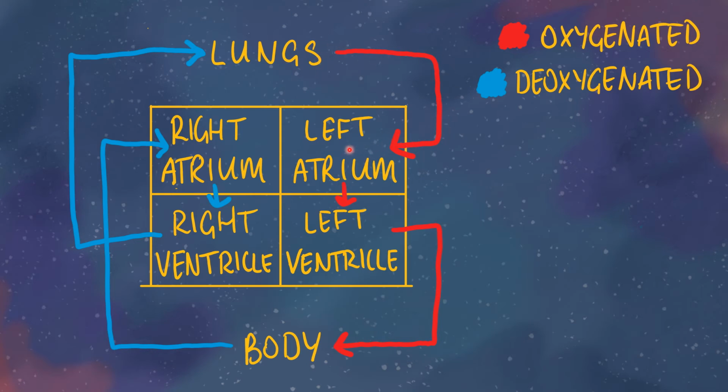Once it's come from our lungs, it goes through the left side of the heart and to our body to give oxygen to our body. And once that oxygen has been used up by our body, the blood is now deoxygenated and goes back through our heart to be pumped back to the lungs to get more oxygen.